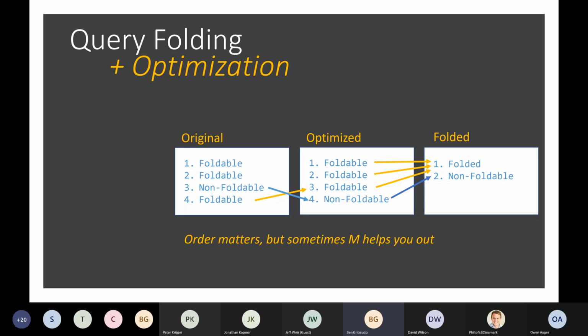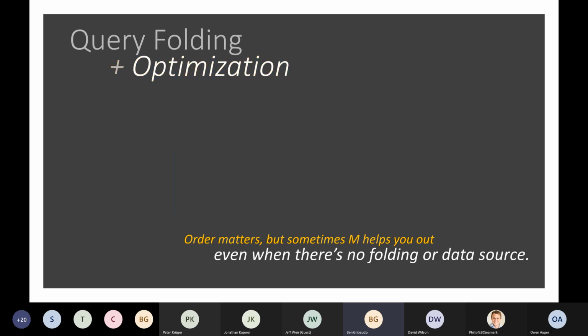Little insider tip, this optimization can take place even when there's no folding, even when there's not a data source involved. It can also do things, as a side note, like if you add a column and then later on remove that column, it may be able to detect that and not process the add column expression because it knows those results aren't needed.